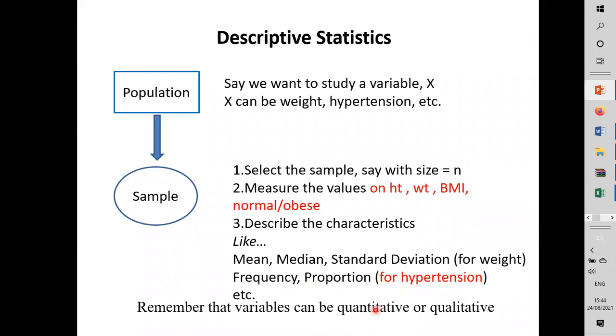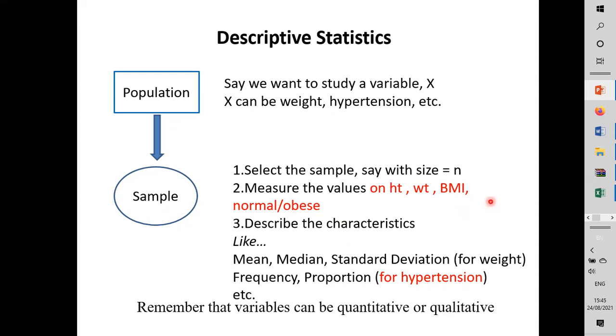Example, marks are quantitative. What's the mean or average mark? If we change to grades, A, B, C, D, then we can't find the mean. Then we talk about the proportion of A, how many percent got A, B, C, and so on. So remember, for descriptive statistics, first find out whether the variable is quantitative or qualitative, and then use the appropriate method.